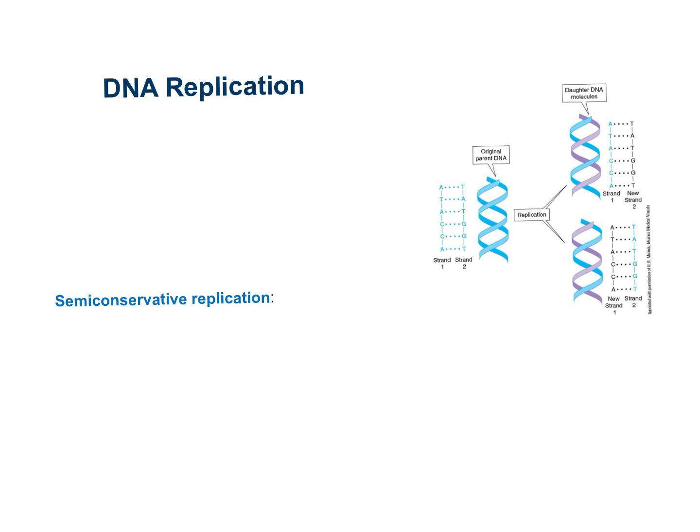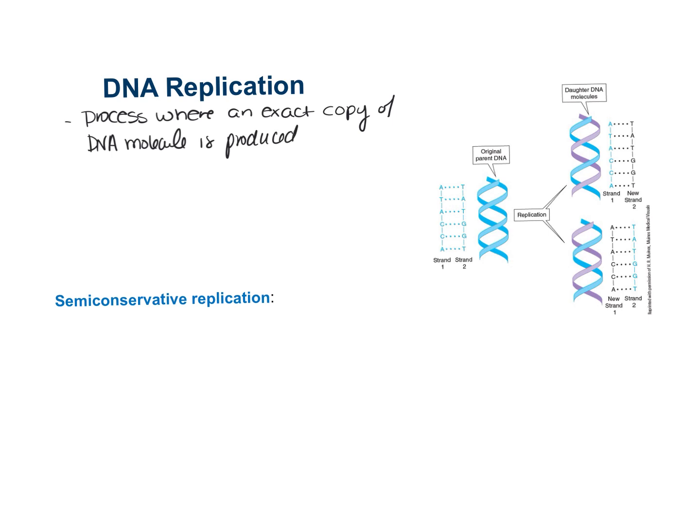So as I mentioned before, DNA replication is just the process where an exact copy of a DNA molecule is produced. Okay. When this happens, two strands of DNA separate. Right? And when that happens, each is going to act as a template or pattern for the construction of its own complement.